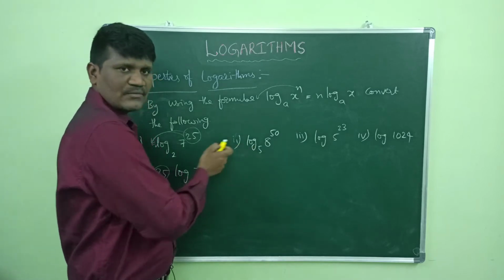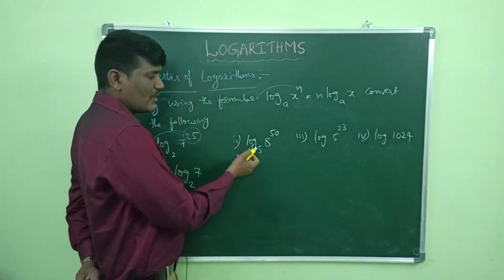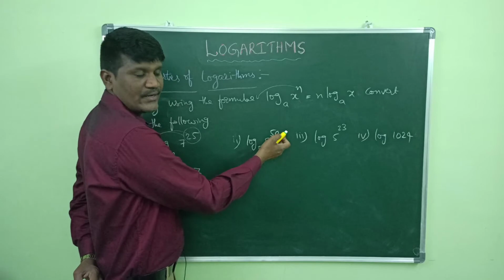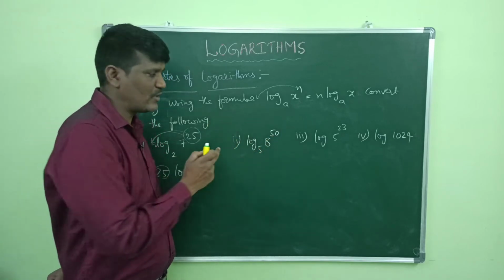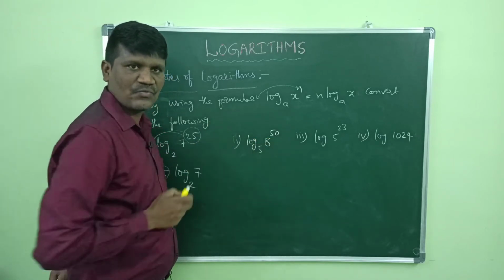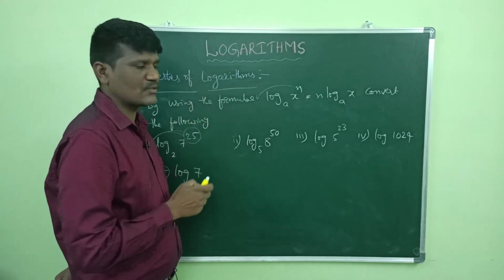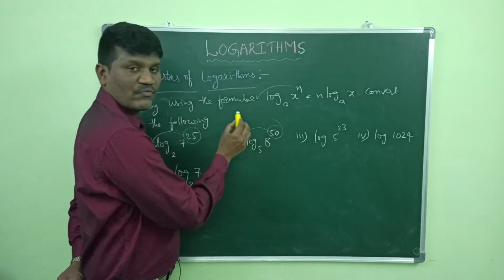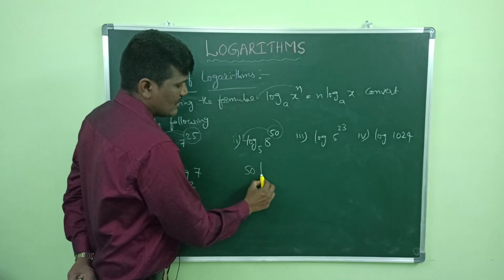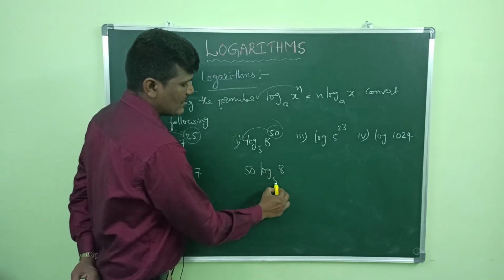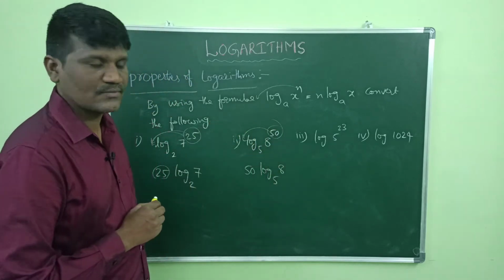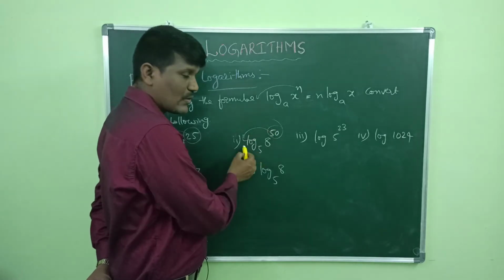Then how will this come? Log 8 power 50 to the base 5. Read properly: log 8 power 50 to the base 5. 8 power 50 is there. Whatever the power is, bring it to the front. So 50 log 8 to the base 5. This is the answer. This is the power rule.